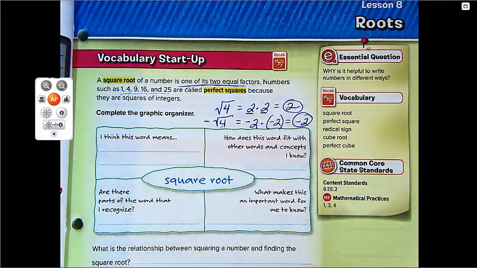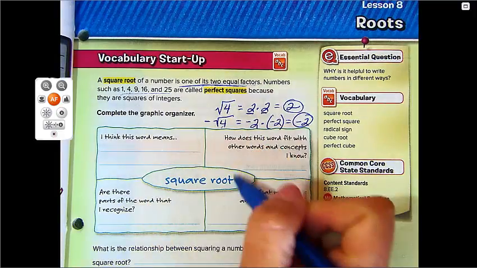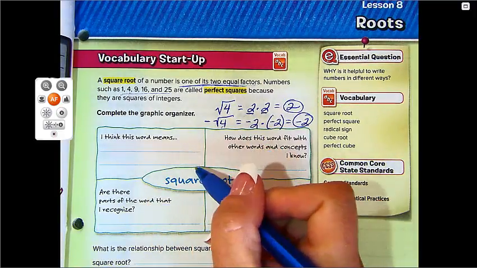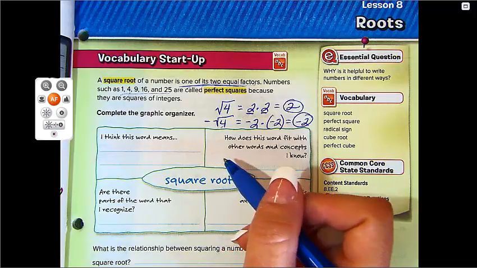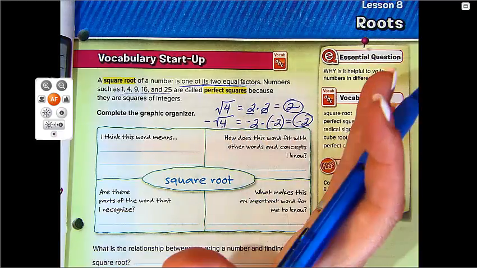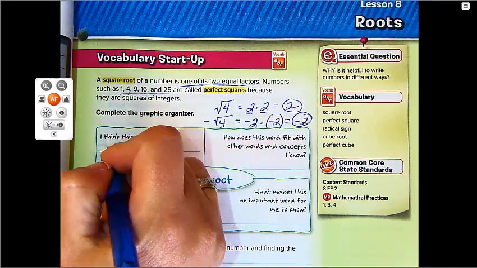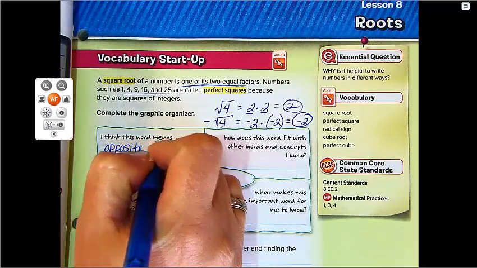So the square root just means that we unsquare a number. So let's talk about this box right here. This is for you to fill in your own words, but we're going to talk about what it means. I think this word means, well, if we know that it's unsquaring, it's going to be the opposite of squaring, so we can go ahead and put that down. I think it means that I'm going to be doing the opposite of squaring a number.